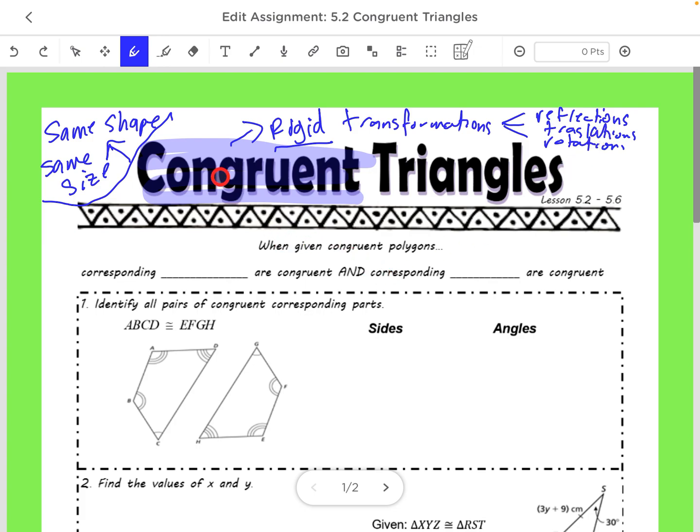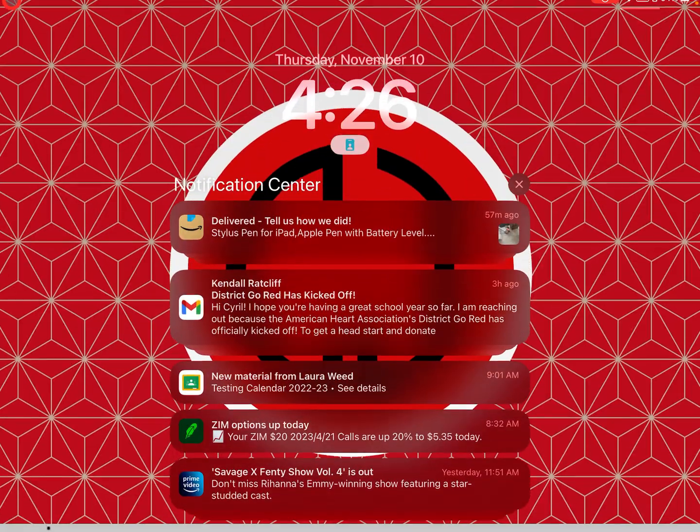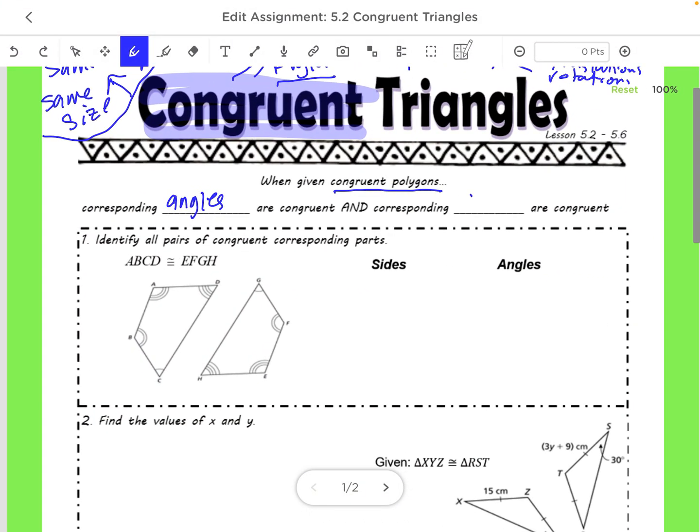So congruent triangles is similar to anything that is congruent polygons. If we're told that there are congruent polygons, that means corresponding angles are going to be congruent, and also corresponding sides are going to be congruent. So that's what we're going to talk about today.